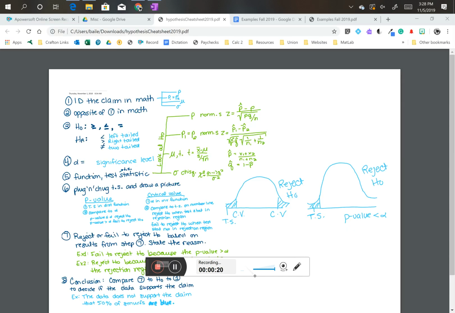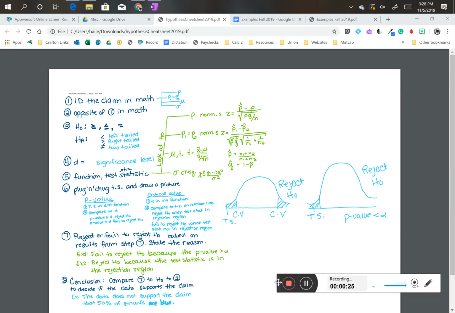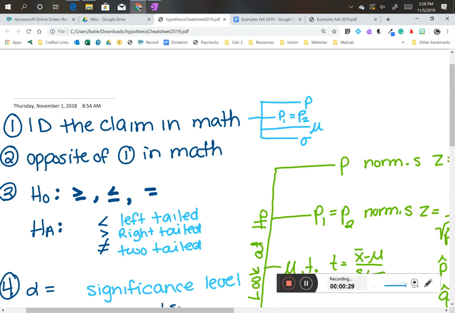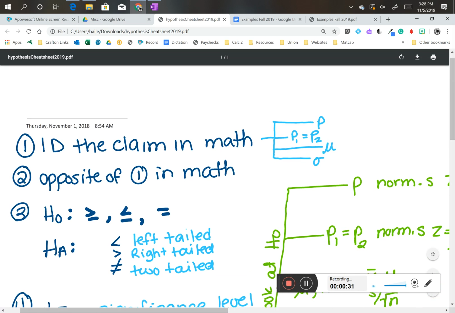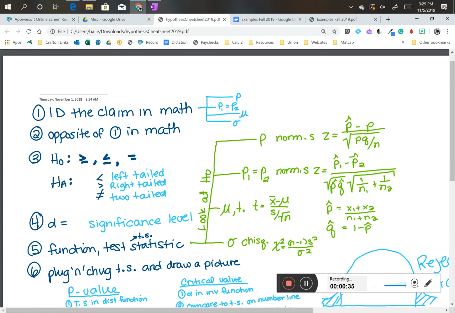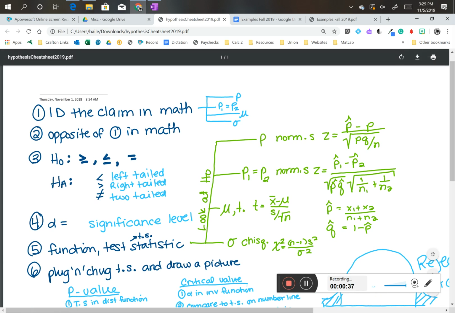Just as a reminder, the 8 steps we're looking for are these 8 steps that are on the handout that was sent out. The first idea here is to ID the claim in math so that we can figure out which variable we're going for. And once we figure out the variable we need, the rest of this is reading through the problem and making sure we're following the correct path.